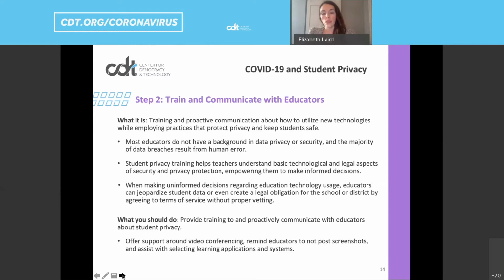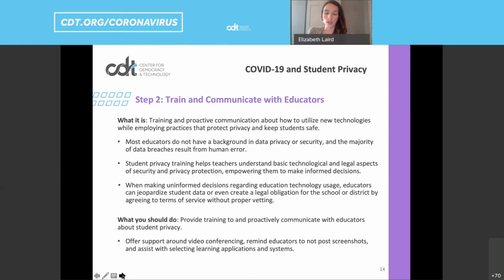And then in particular, when you're thinking about training, some issues that we've seen that require special attention or focus. One is video conferencing. Again, a lot of the issues that we've seen in the media are issues of tools not being configured correctly, which allows an uninvited participant to join an online classroom and maybe share inappropriate content. We've also seen issues of educators posting screenshots of their students.